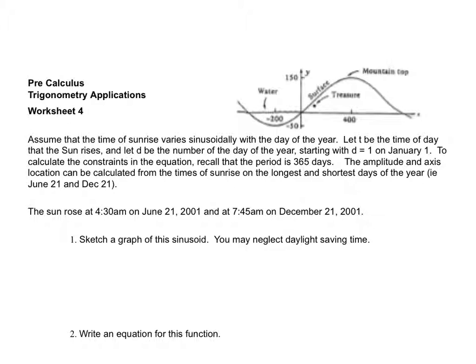So here are my hints for worksheet 4. This one's a little bit tricky, but I'm going to give you a few tools here to make this easier. The period on this one, it tells you, is 365 days. You need to remember that June 21st is day 172. I sure wish I had a stylus. My thumb or my finger is huge here. December 21st is day 355.